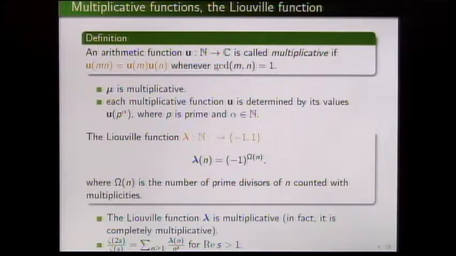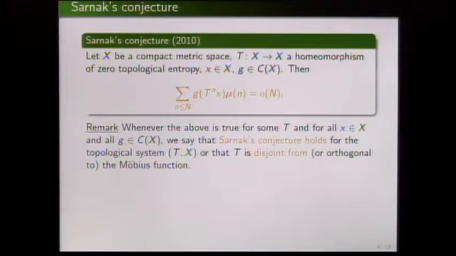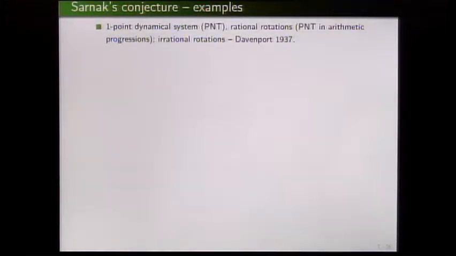Let's also recall that an arithmetic function is called multiplicative if you have this condition whenever m and n are coprime. So why do we give this definition? Mu is a nice example of a multiplicative function. Of course, each multiplicative function is determined by its values on powers of prime numbers. Another arithmetic function, which is multiplicative, in fact completely multiplicative, is the Liouville function, which appeared also during previous talks.